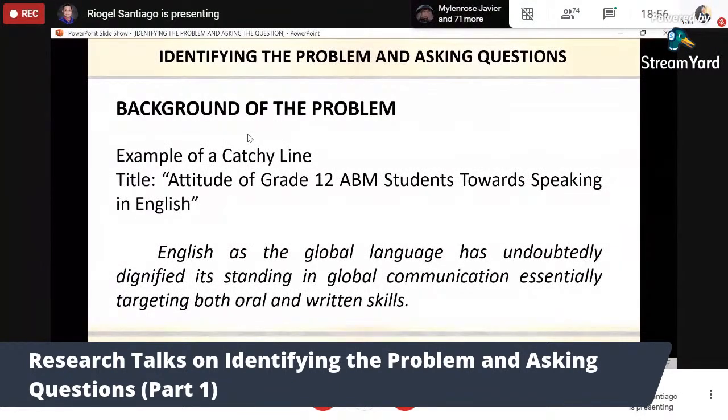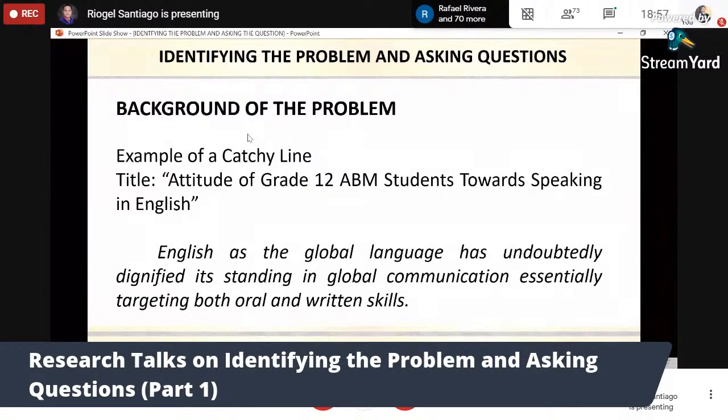Ito po, meron po akong example, no? Hindi naman siya sobrang catchy, pero at least hindi siya palasak. Now, the title of the study is Attitude of Grade 12 ABM Students Towards Speaking in English. And ito yung nakita ko na introduction part niya na something catchy for me. English as the global language has undoubtedly dignified its standing in global communication, essentially targeting both oral and written skills.